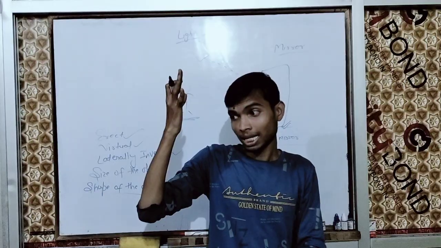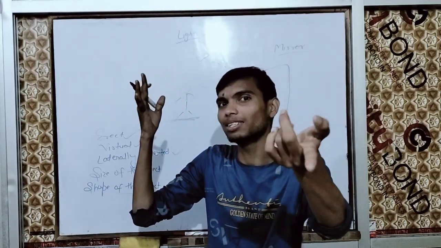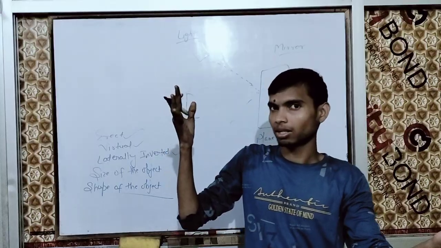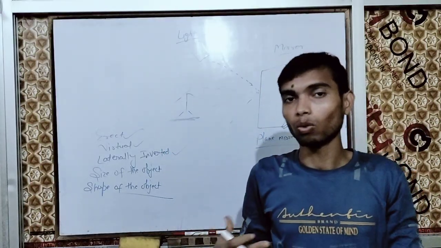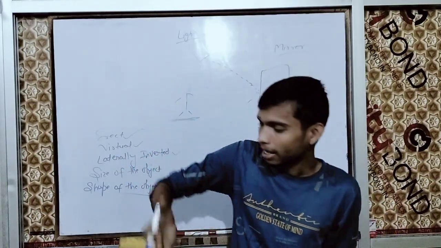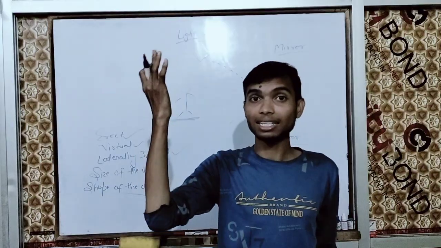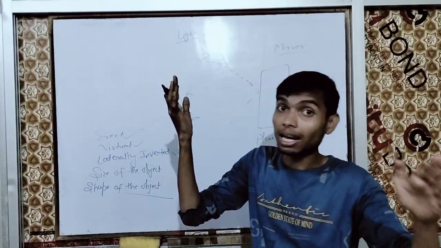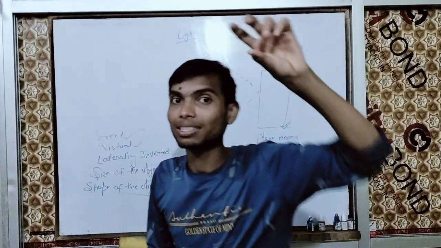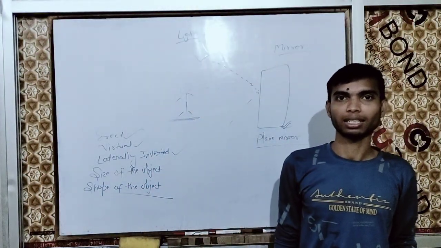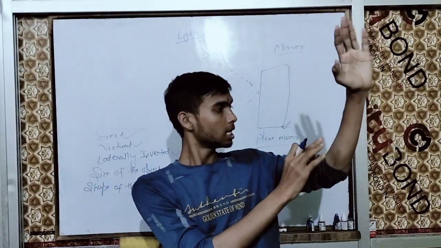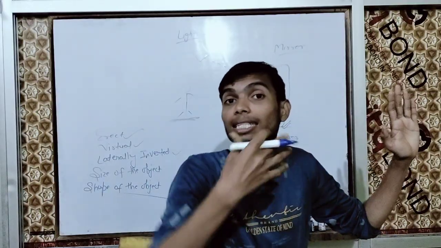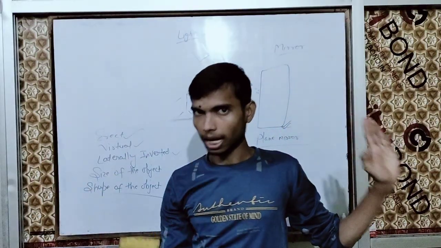Now what will happen? This hand inside the mirror will appear on the left side. Did you hear what I said? I will be raising this right hand, and it will appear inside the mirror on the left side. This is the meaning of laterally inverted. And the same will happen with this hand. It will be on the left side, but inside the mirror it will appear on the right side.